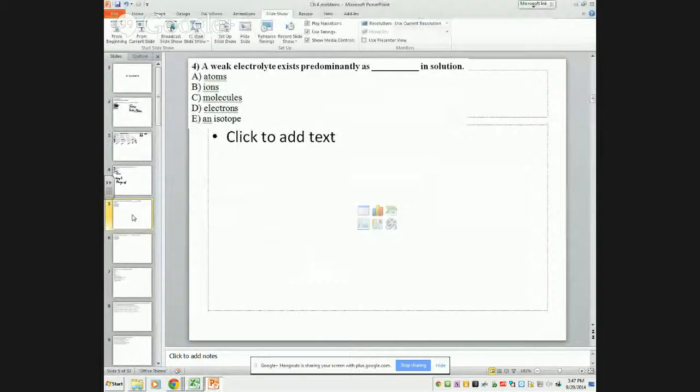Number 4, it says a weak electrolyte exists predominantly as blank in solution. Well, let's eliminate some things that are probably easy to eliminate. If we're talking about electrolytes, we're talking about ions, molecules, compounds. We're not talking about individual atoms. We're not talking about electrons or isotopes. So narrowed it down to B or C. So if we have a weak electrolyte, what happens is we have most of it, we have this equilibrium, right?